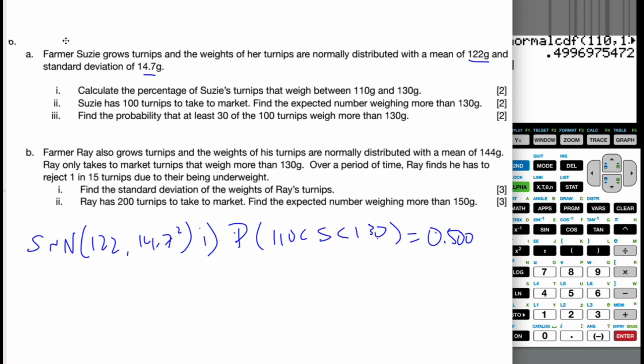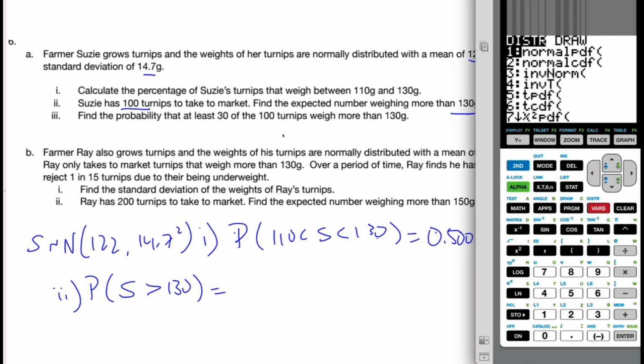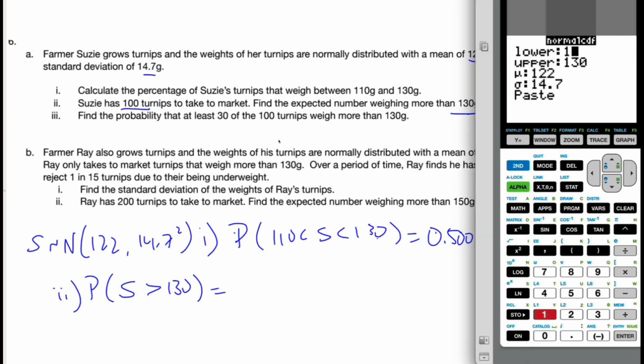And so now if I have 100 turnips, I want to take it to market. Find the expected number weighing more than 130. Well, I need to find the probability of Susie's being more than 130 grams. So again, I go to my calculator. I'm going to do the normal CDF, but this time my lower bound is going to be 130, and my upper bound is going to be a big number.